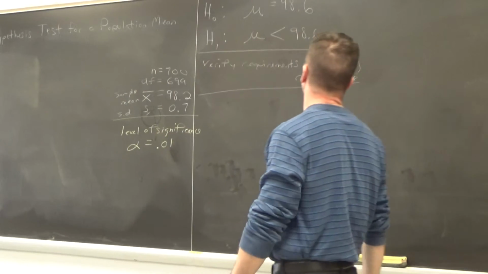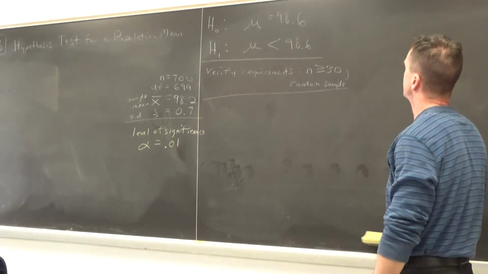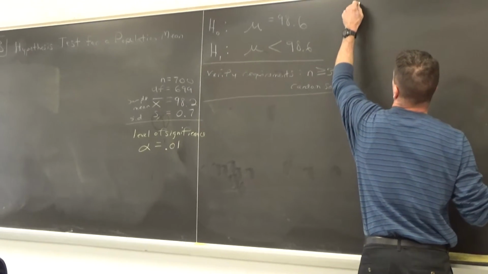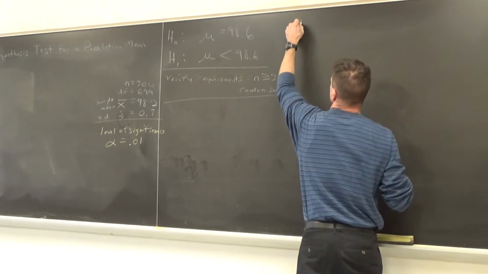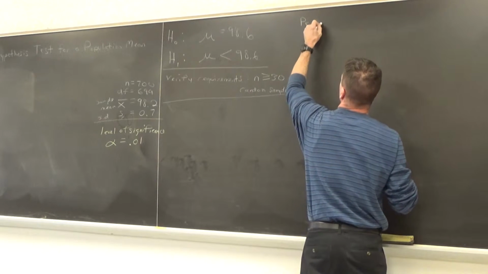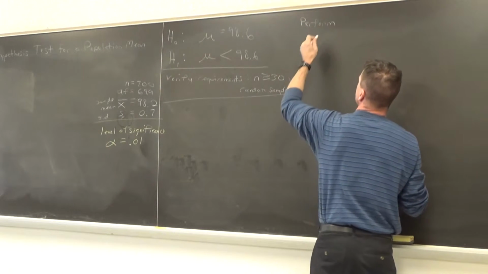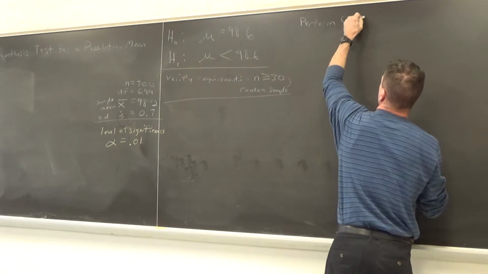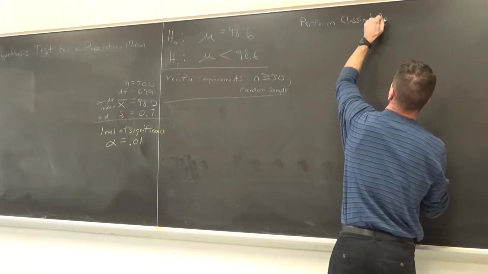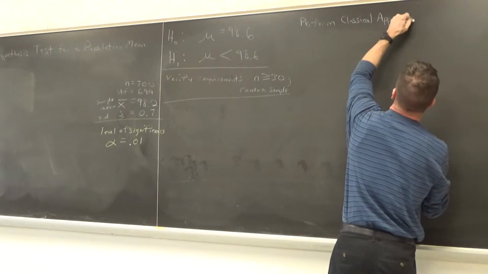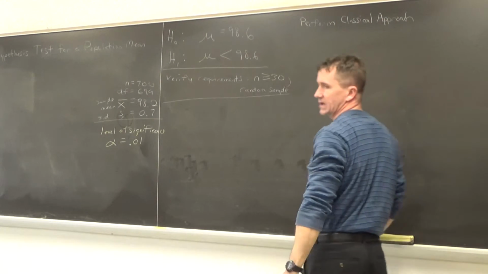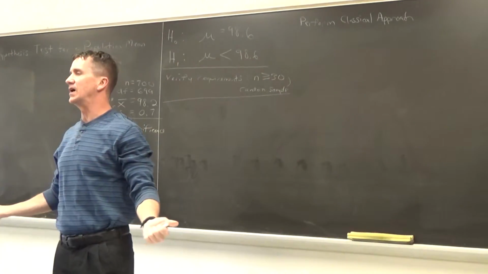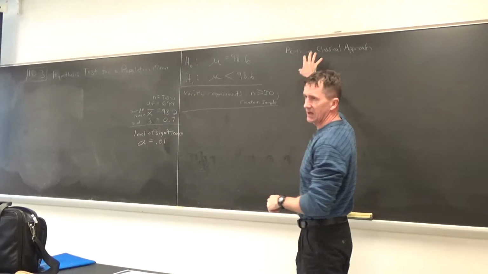All right, we are now going to perform the hypothesis test. So we're going to start with what's called the classical approach. But right now, everyone, we are now going to perform the hypothesis test. And there's two approaches. We'll do both of them, because they both go hand in hand. One's called the classical approach. One's called the p-value approach. So we're going to perform the classical approach.